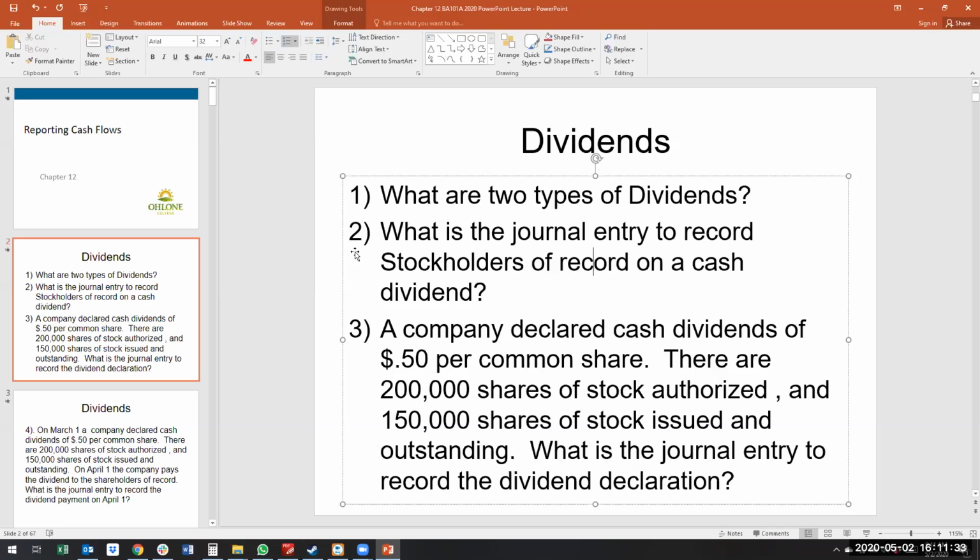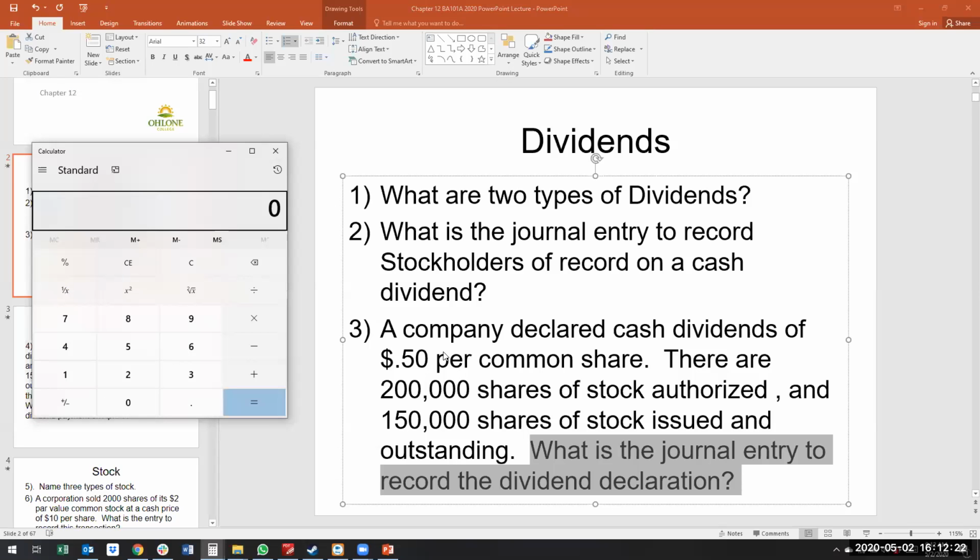the date of record, there's no journal entry. So let's do the journal entry to record the dividend declaration for this example. So a company declared cash dividends of 50 cents per common share. There are 200,000 shares of stock authorized and 150,000 shares of stock issued and outstanding. What is a journal entry to record the dividend declaration?